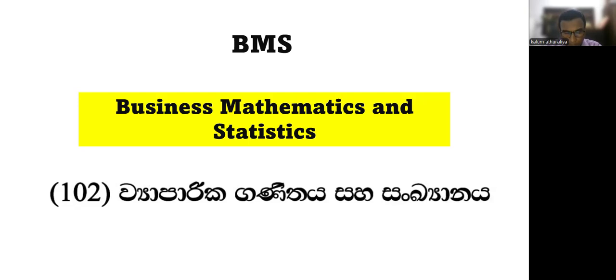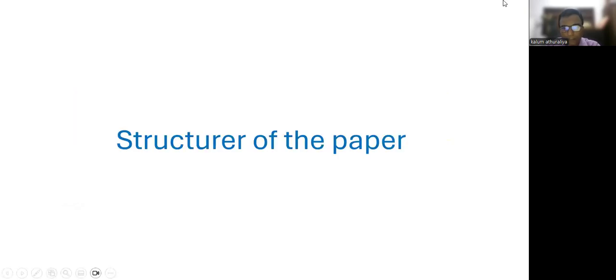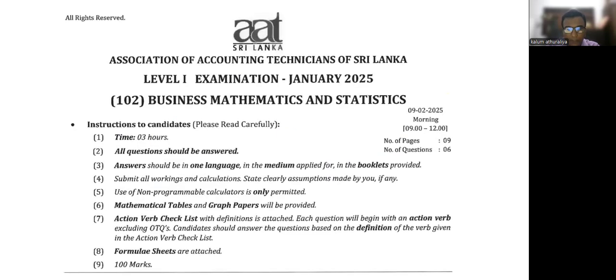Right. Today we are discussing a special topic of the BMS paper, that means the Business Mathematics and Statistics paper. First, we get an idea about the structure of the paper. Then, first I draw your attention to the instructions of the paper. What are the main instructions given in the paper?